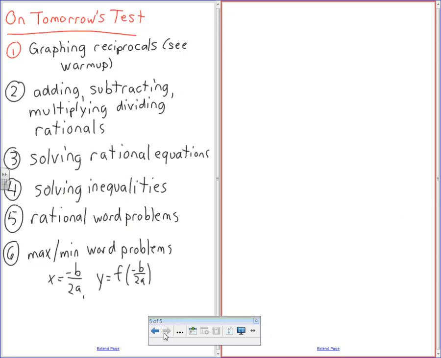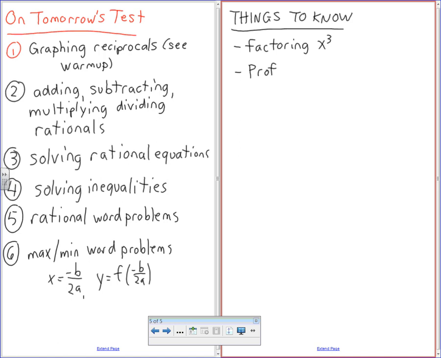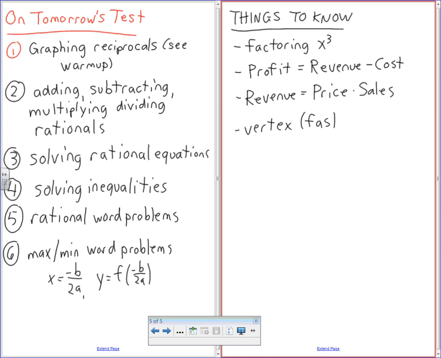Then other things to know I should put on here too. Will be factoring cubics. Profit. That's a fairly big unit.